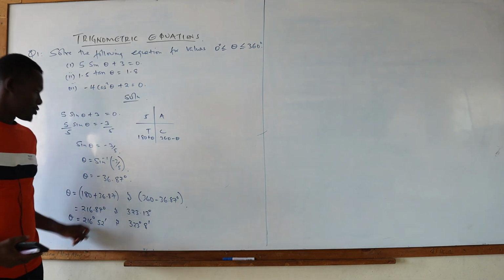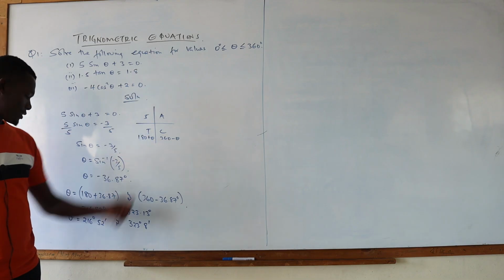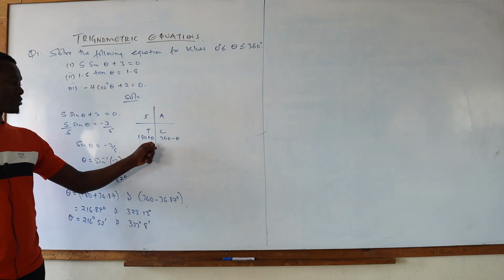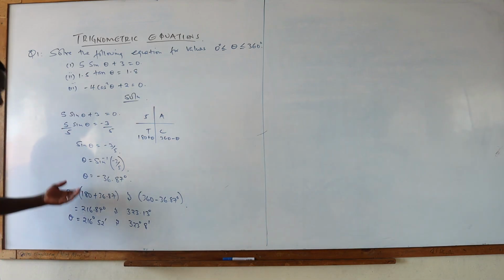And you can see 216 lies between 180 and 270. 323 lies between 270 and 360. And those are your two values.